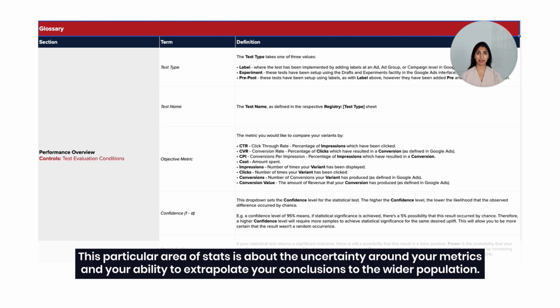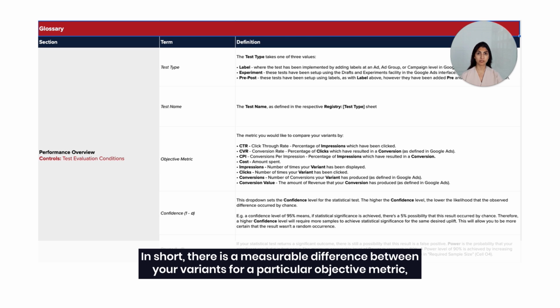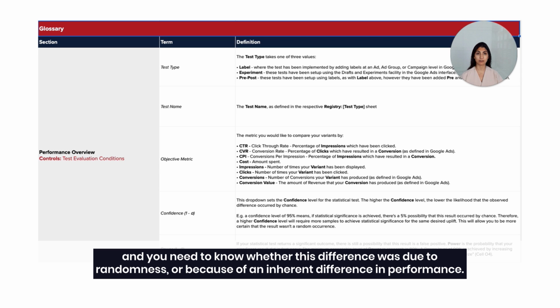This particular area of stats is about the uncertainty around your metrics and your ability to extrapolate your conclusions to the wider population. In short, there is a measurable difference between your variance for a particular objective metric, and you need to know whether this difference was due to randomness or because of an inherent difference in performance.